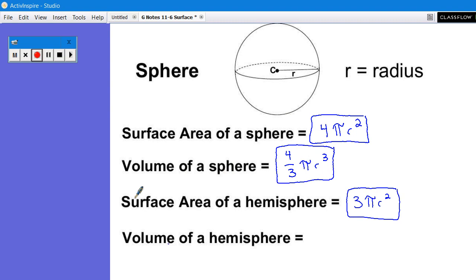Now for the volume of a hemisphere, it is exactly half of what it is for a sphere. It's just going to be 2/3 pi r cubed. And that's the formula you need to use for the volume of a hemisphere.